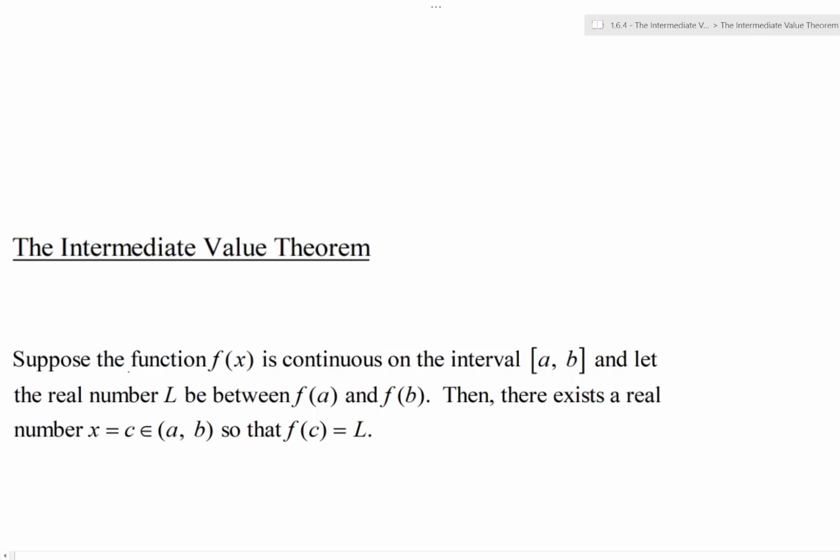Let's suppose we've got a function, and very importantly, this function is continuous over the closed interval a to b. So remember what that means. It's continuous everywhere inside the interval, and then it is continuous from the right at a and continuous from the left at b. So we're going to assume that's true for the theorem.